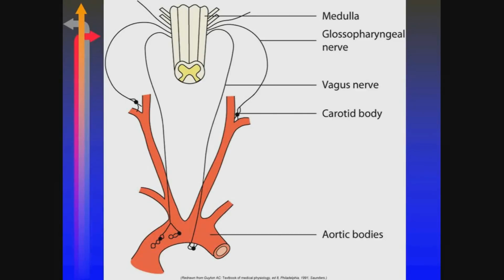So there they are in the carotid bodies and the aortic bodies. Basically, if it's saying I'm not getting enough oxygen in the blood going to my brain and to my heart, I'm going to stimulate you to breathe.